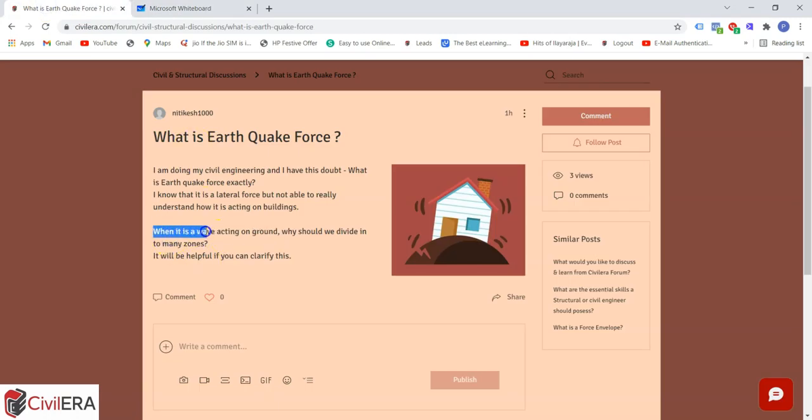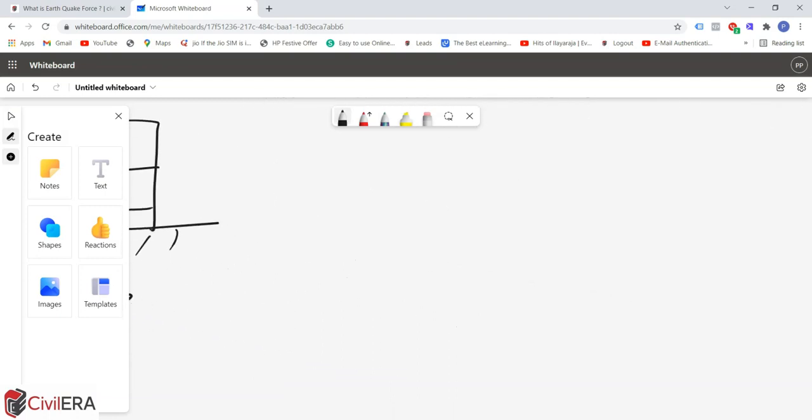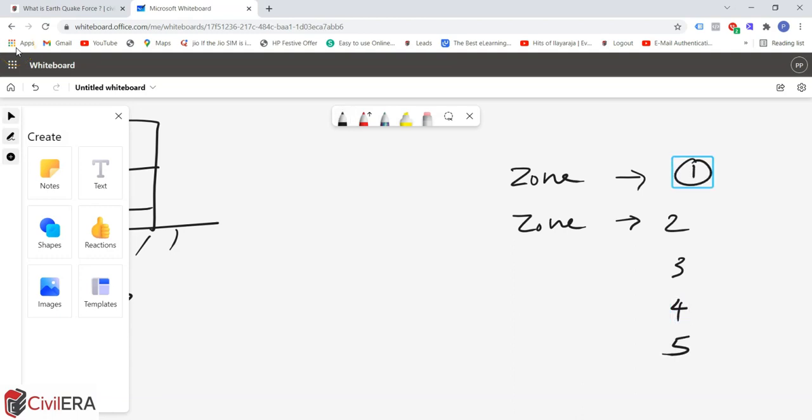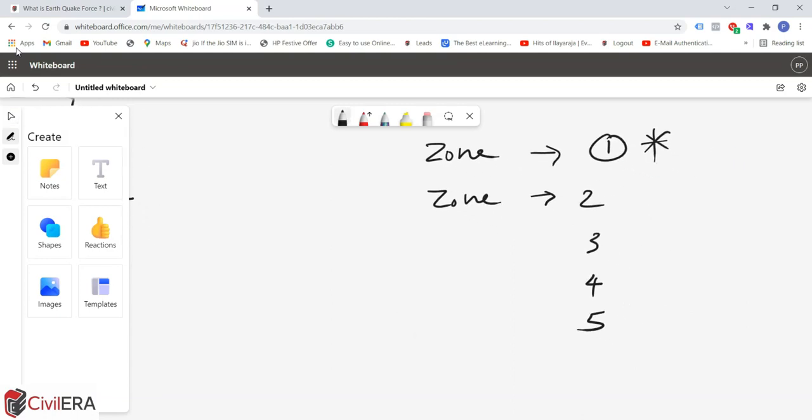Now, the second part of it is, when it is a wave acting on the ground, why should we divide it into many zones? Say, for example, India is divided into seismic zones. Zone 1, you like it or not, it's a blank zone. There is no place in that zone. Then you have zones 2, 3, 4, and 5 in India.